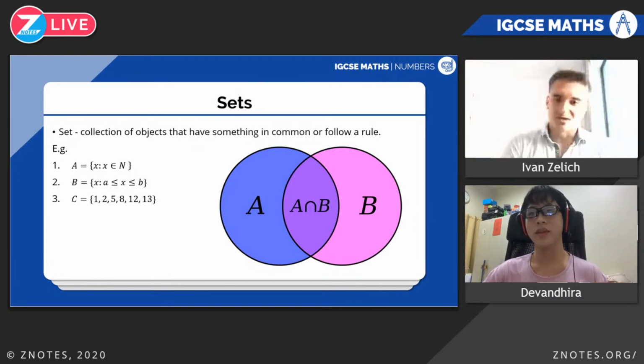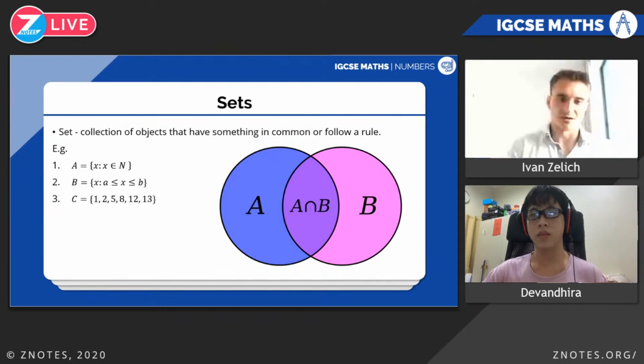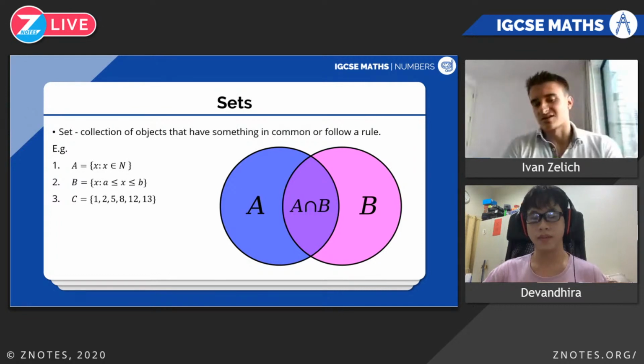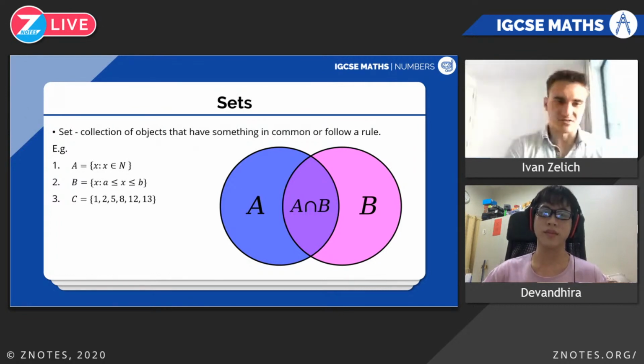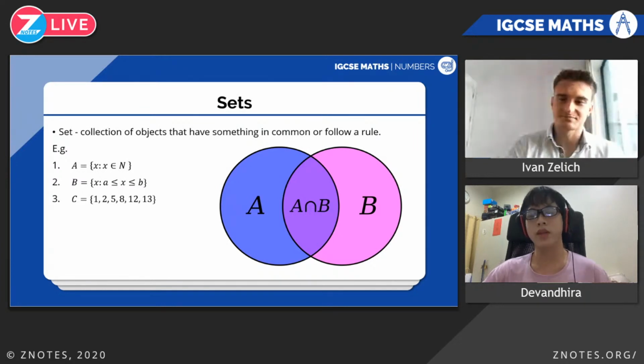Sometimes it's nice to write it as a Venn diagram. Here we have A is some set and B is some set, and then we intersect them. A is the set of natural numbers, the integers greater than 0, and B is the set of natural numbers between A and B. So the intersection will just be the set of natural numbers between A and B. And yeah, that's how this works. But the concept of a set is quite intuitive, so we won't focus much on that. Does that all make sense, Devan? Yep, sounds great.